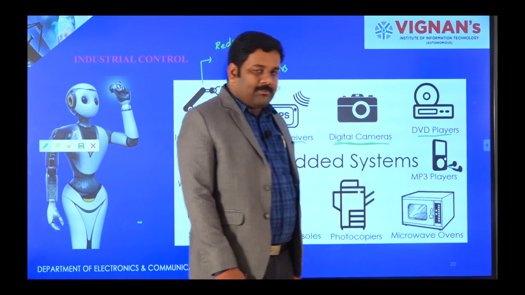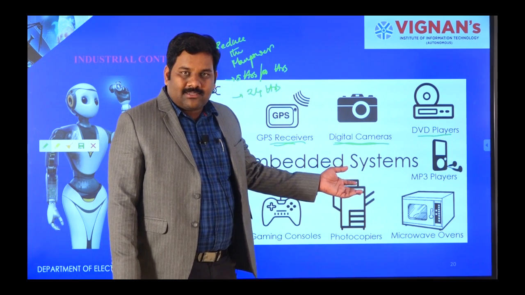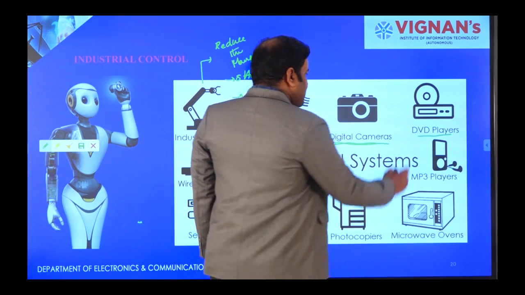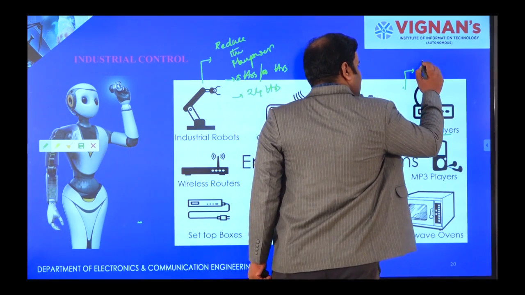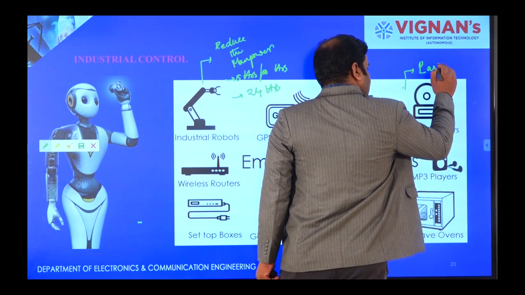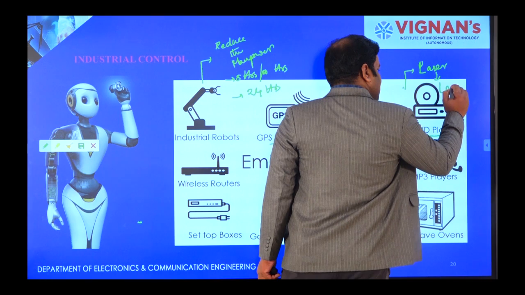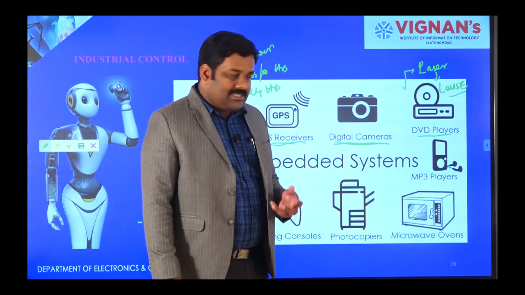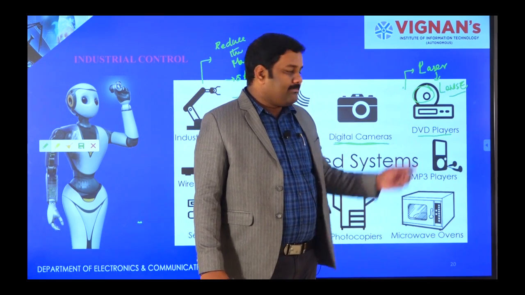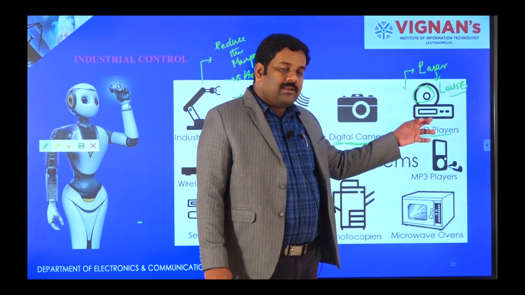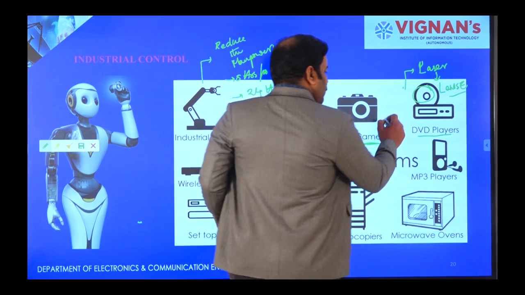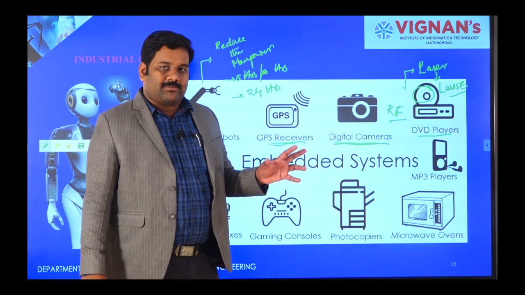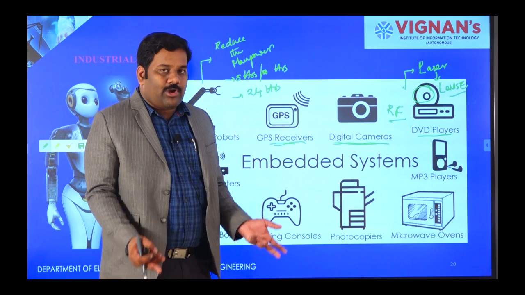Next one is DVD players. Why are you using DVD players? To play movies or songs. Then what is the use of an embedded system over here? That is the laser. We used to call it the lens. It has to read the data contained on this particular CD. Then only it will transfer the data through an RF cable to the display monitoring system, either a TV or your system monitor.